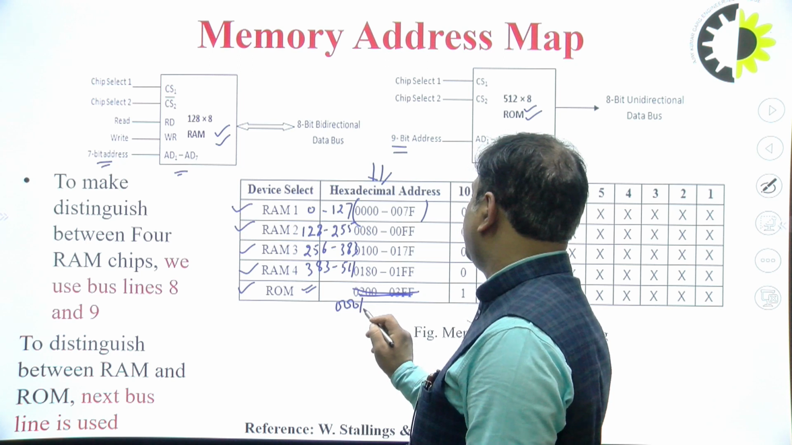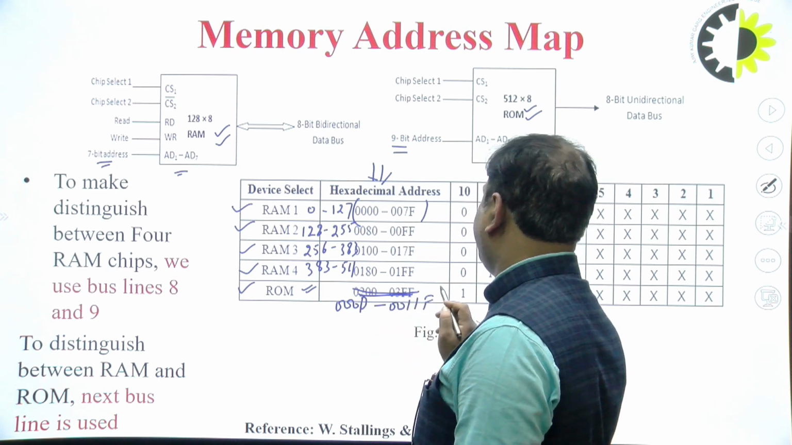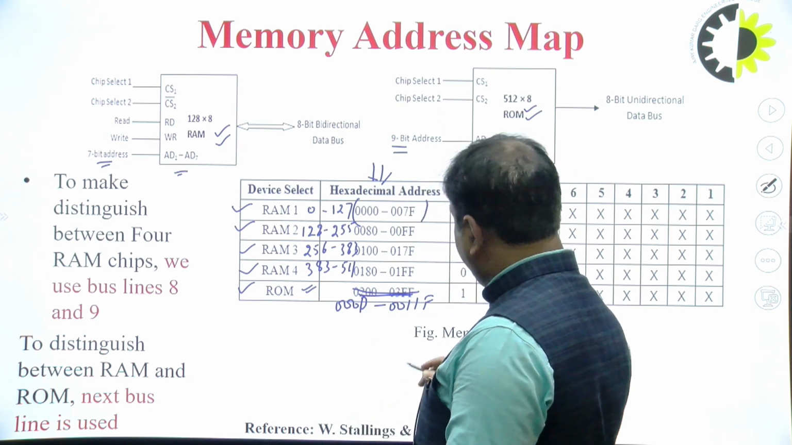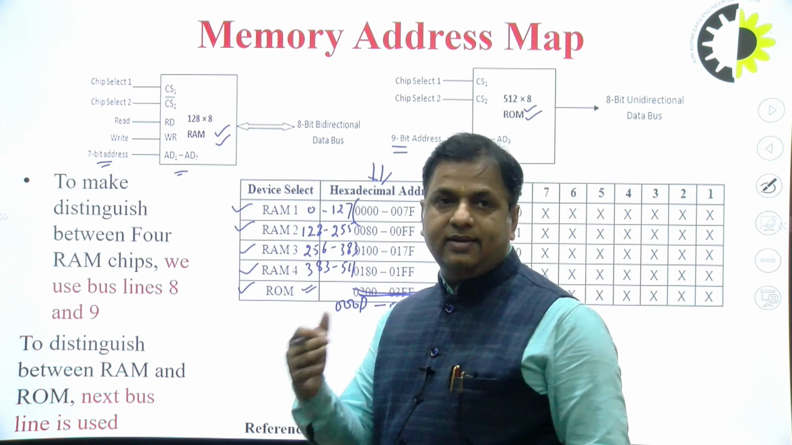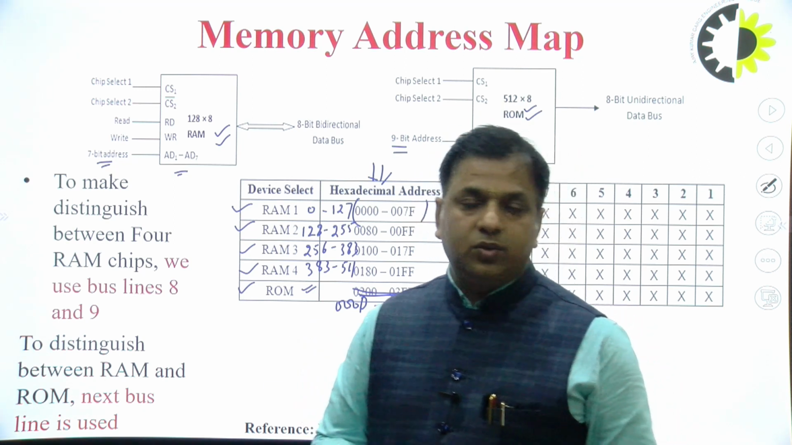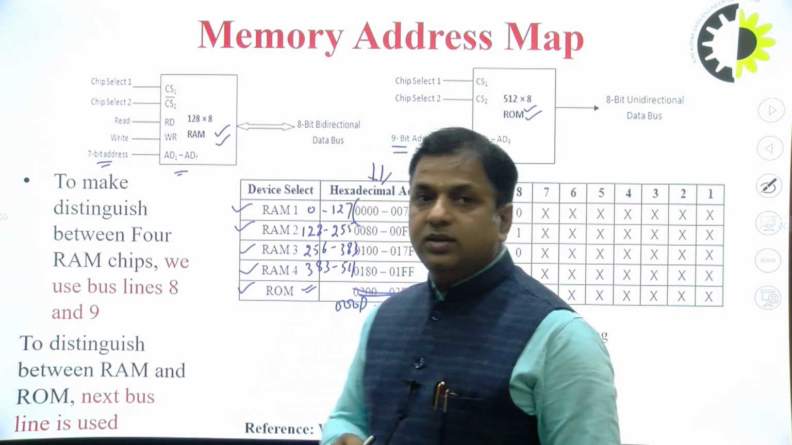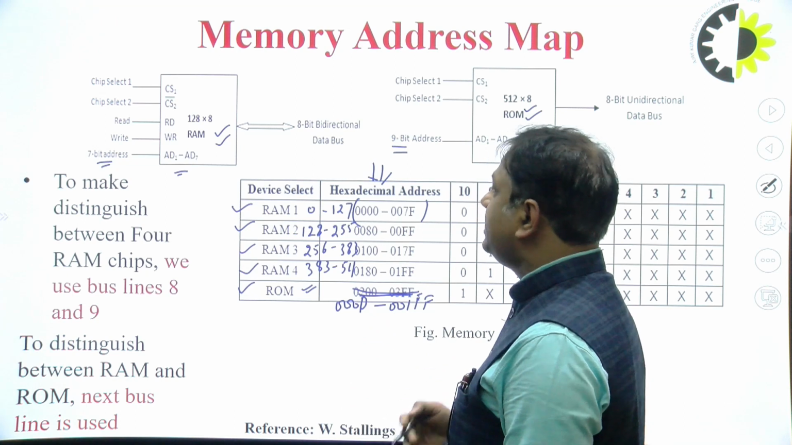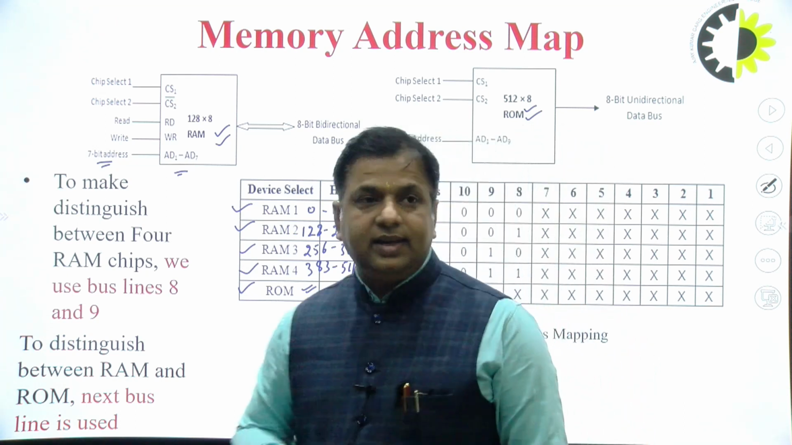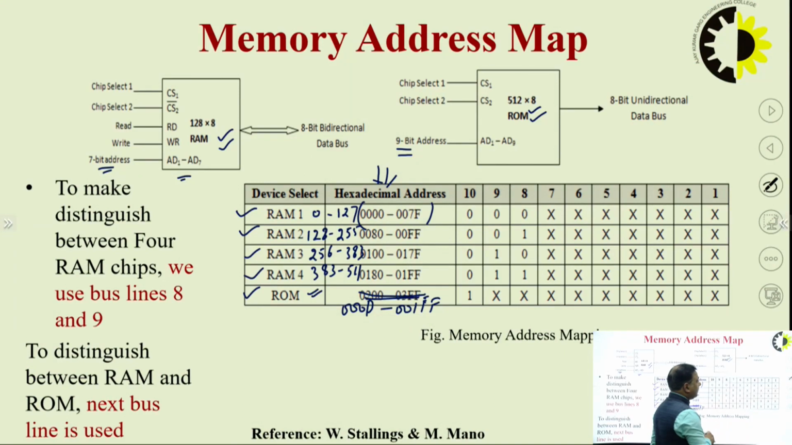having all the addresses from 000 to 01FF. Total 512 addresses, 0 to 511, will be available in ROM, right. So let us see how we design these RAMs. The important thing is the memory address map, that is, which RAM will be selected.